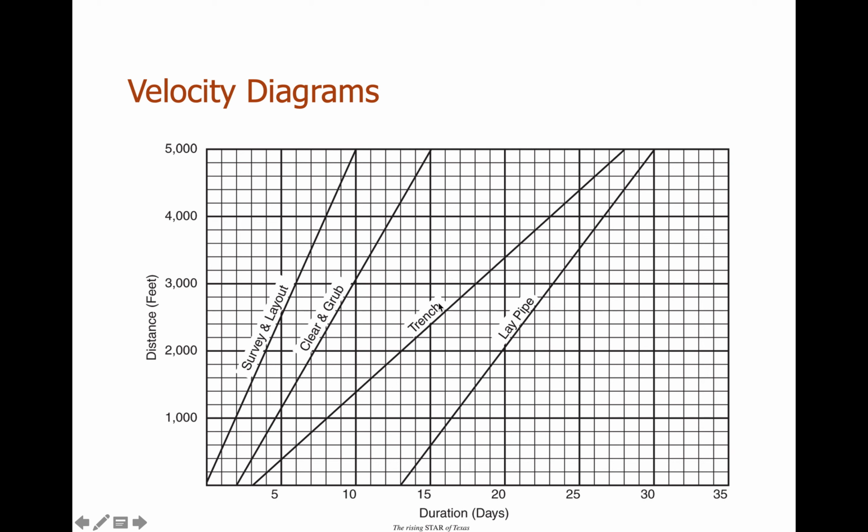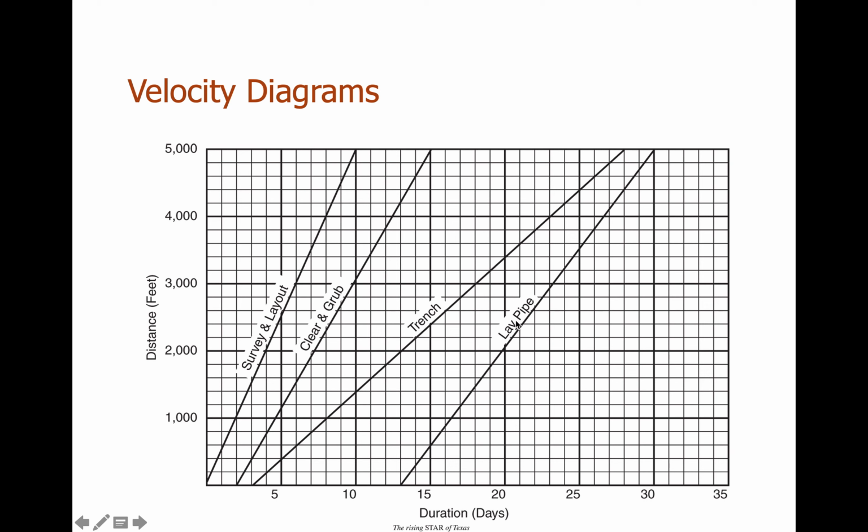So first, trench is easy. Let's just add trench. We knew trench had a production rate of 25 days. We knew it wanted to start one day after clear grub. This was decided by the management team. One day after clear grub, start trench. Trench has 25 days. It's starting on the third day, so it should finish on the 28th day up here. So connect that line. That's good.